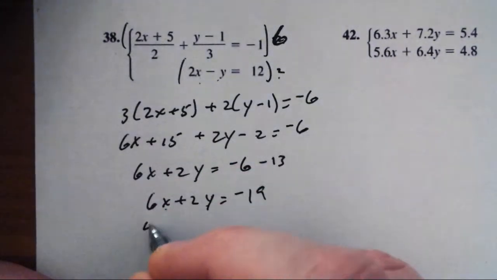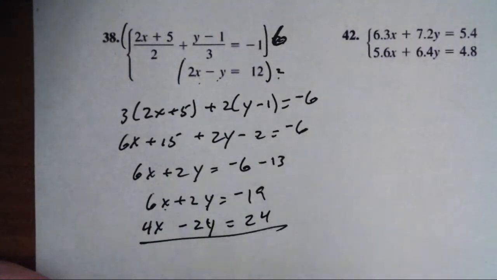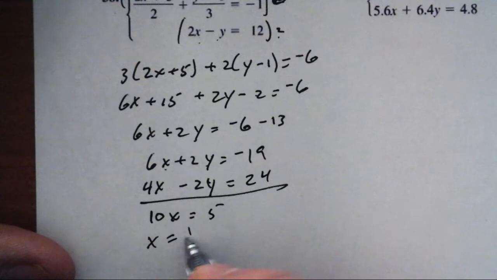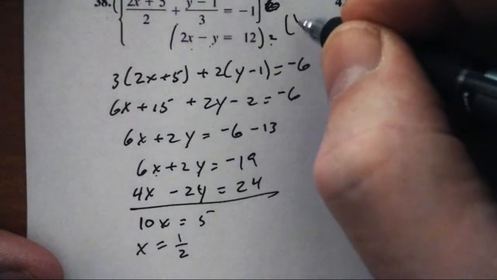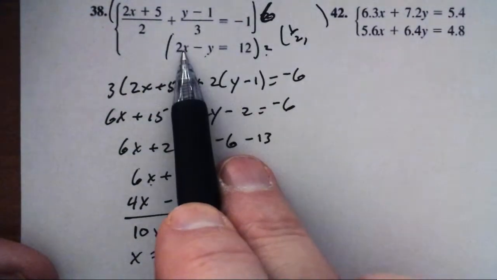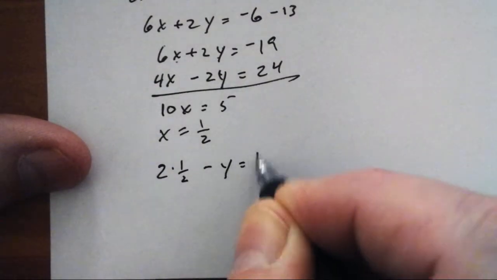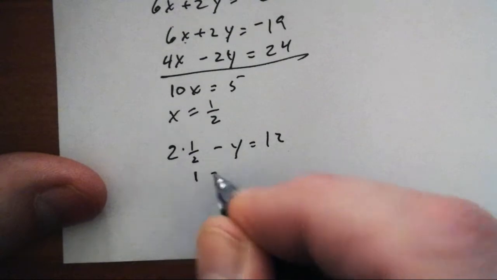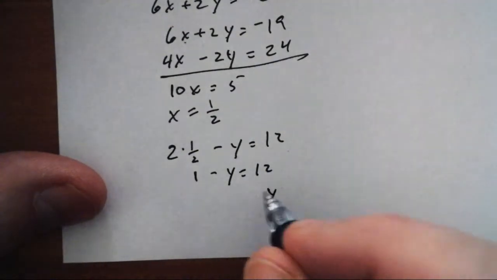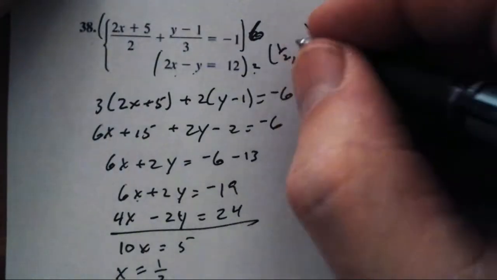And I get 2 times 2x, 4x, minus 2y equals 24. Or I get 10x equals 5. X is 1/2. So my ordered pair solution is 1/2 something. And now I can put 1/2 in anywhere I want for x. I'm putting it in right there. 2 times 1/2 minus y equals 12, or 1 minus y equals 12, or add y to both sides, subtract 12 from both sides. Y is negative 11.